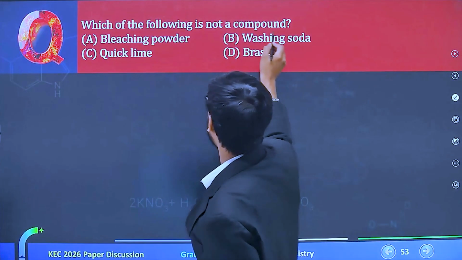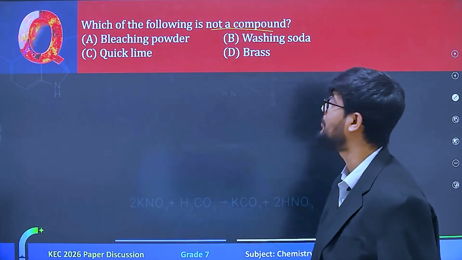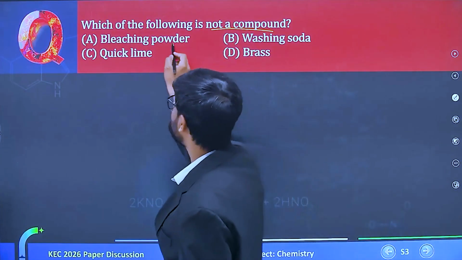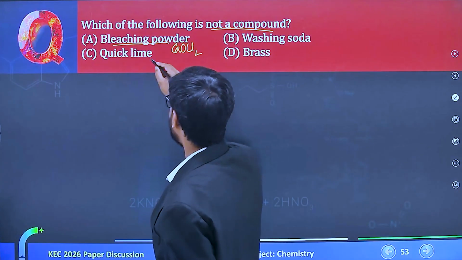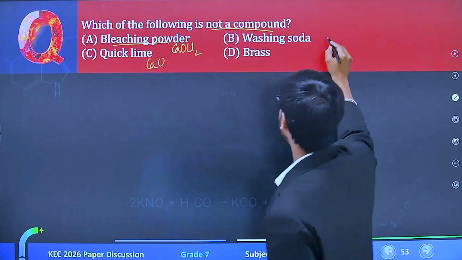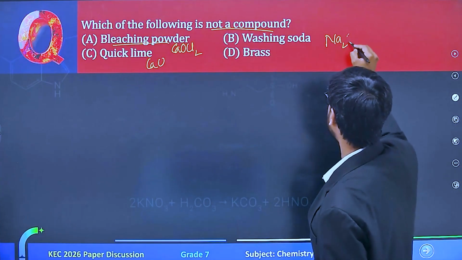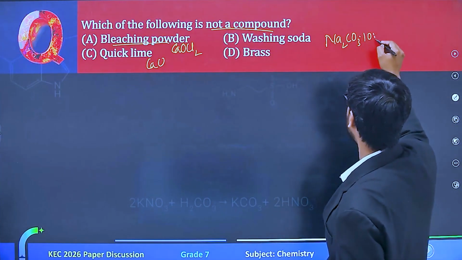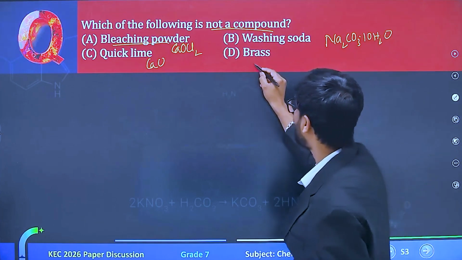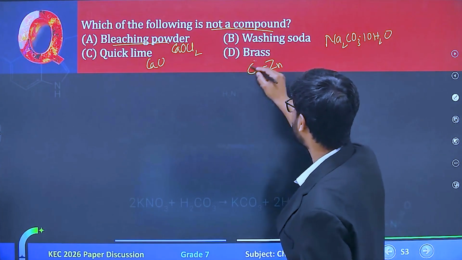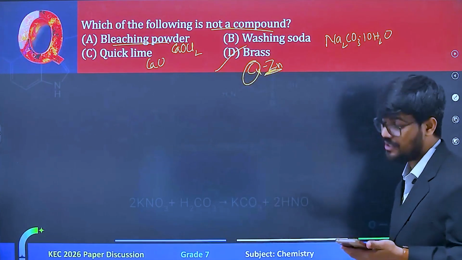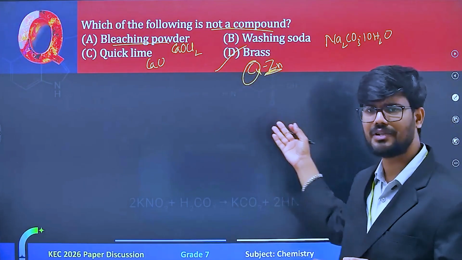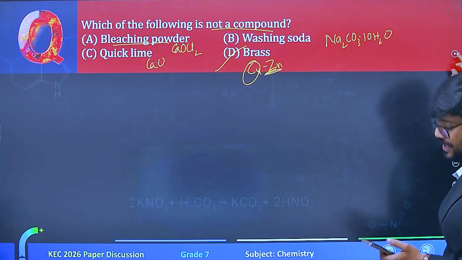Which of the following is not a compound? Bleaching powder, CaOCl2, it is a compound. Quicklime, CaO, it is a compound. Washing soda, Na2CO3.10H2O. Brass means copper and zinc mixture, right? And these two are different things. So brass is not a compound. So correct answer is D here. We discussed this one in our regular class. Okay, next question.